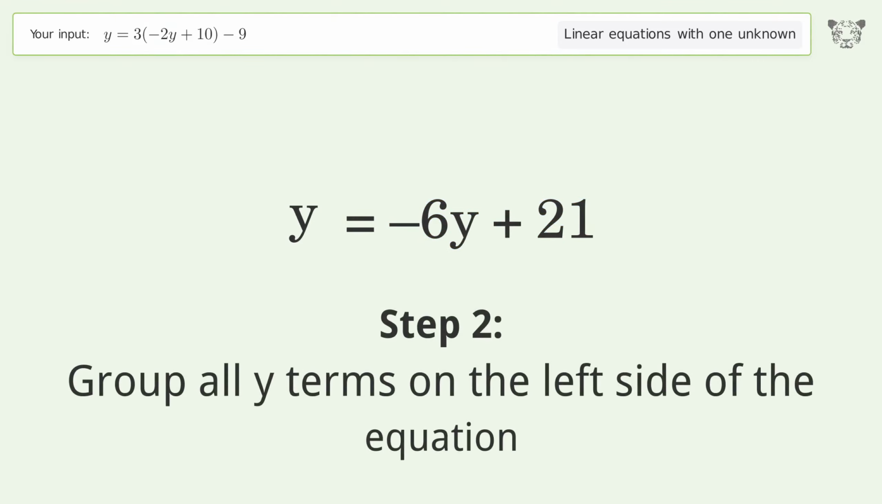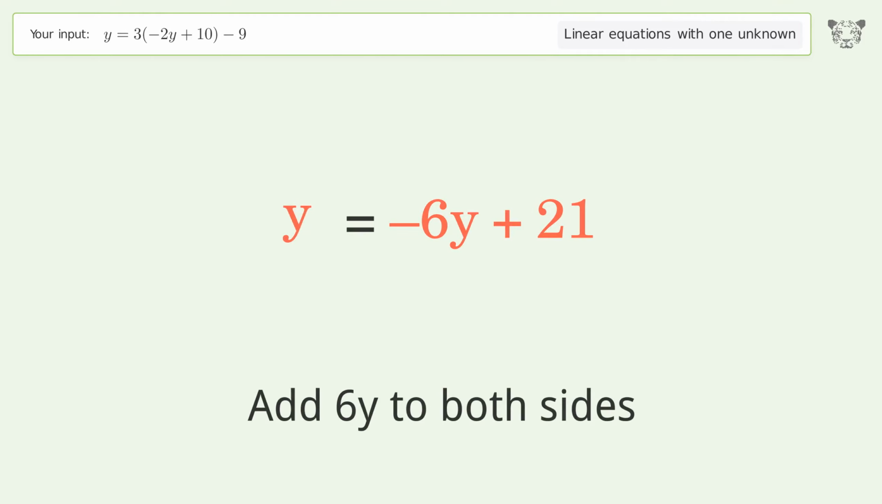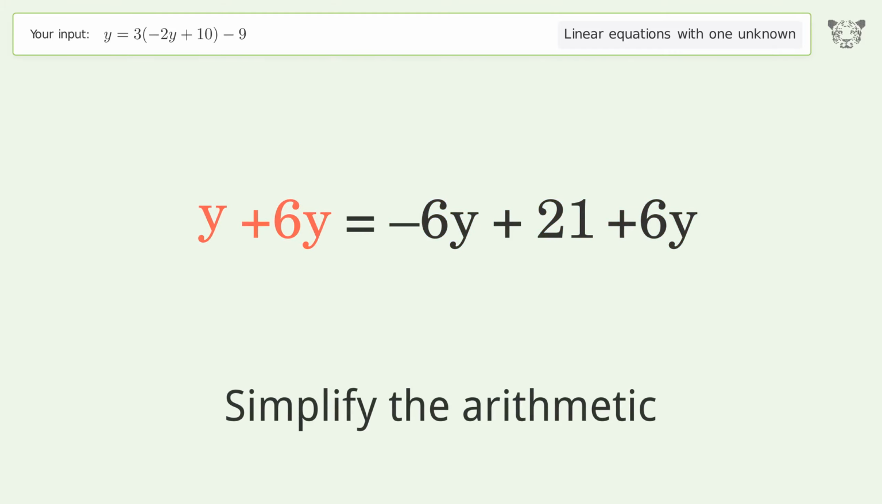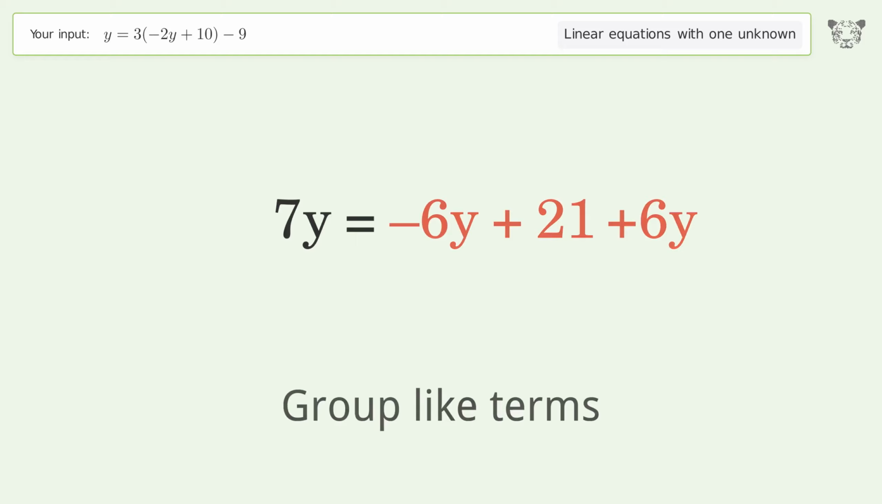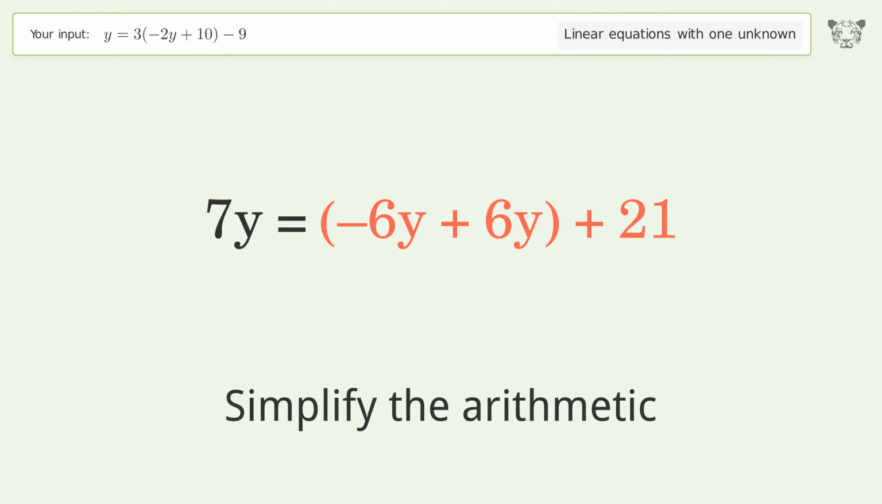Group all y terms on the left side of the equation. Add 6y to both sides. Simplify the arithmetic. Group like terms. Simplify the arithmetic.